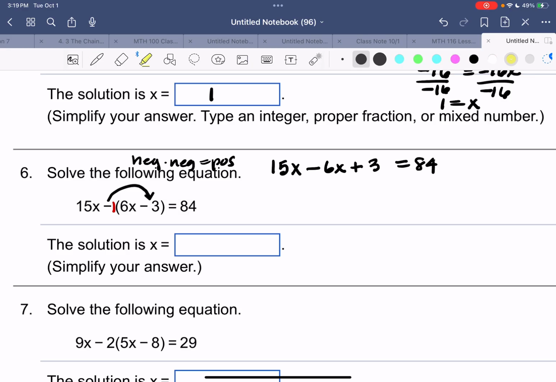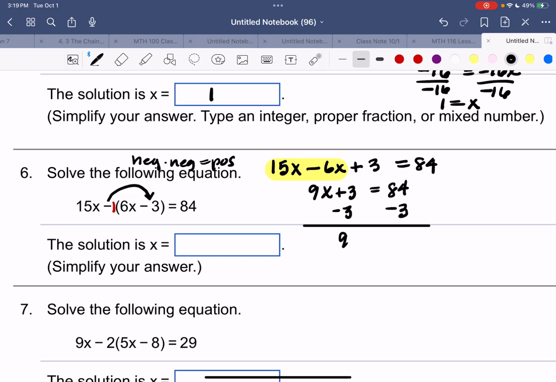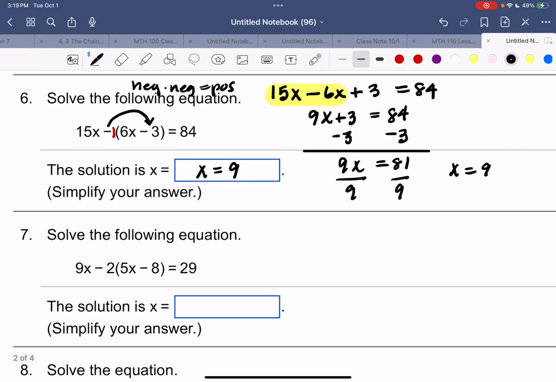I've got like terms. Don't start to move things until you combine your like terms. So that's going to be 15 minus 6, 9x plus 3 is 84. Now I can subtract 3 from both sides. 9x equals 81. Divide by 9. X equals 9. Now remember, you can always substitute these values back in the original to check.